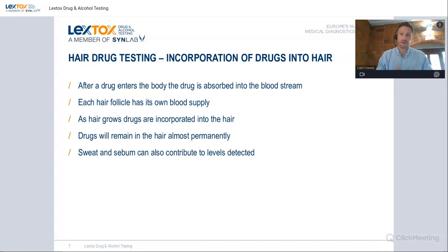So as the hair then grows out of the scalp and out of the body, any drug or alcohol marker that was in the blood and incorporated into the root is then trapped in that section of hair. Therefore, as the hair grows out, the drug compound stays in that section of hair, which is why we can then correlate it back to an approximate time period.